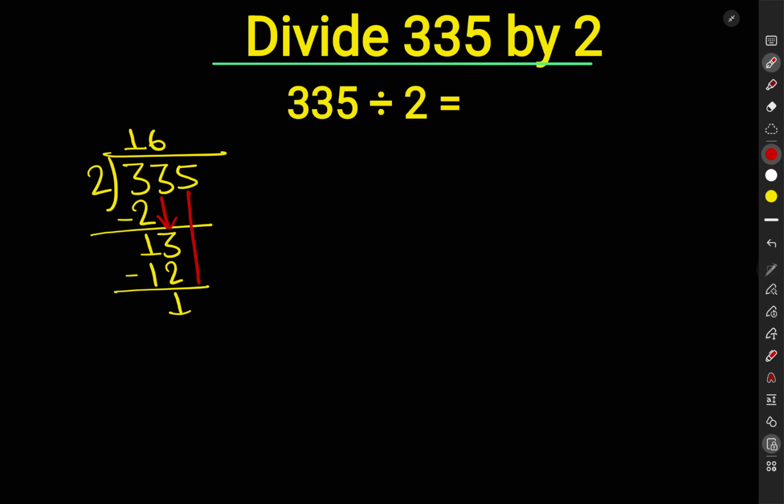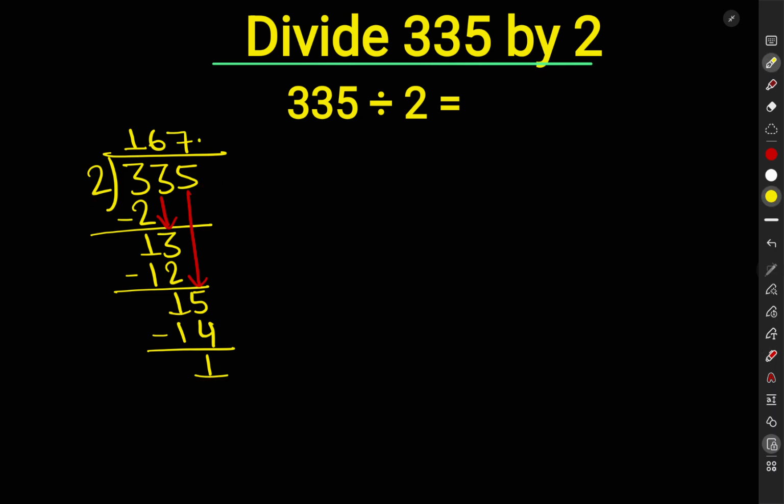So we put down the number beside this 5. So now it became 15 and 2 times 7 means 14. On subtracting we get 1. So again this 1 is less than 2 and there is no other number beside.